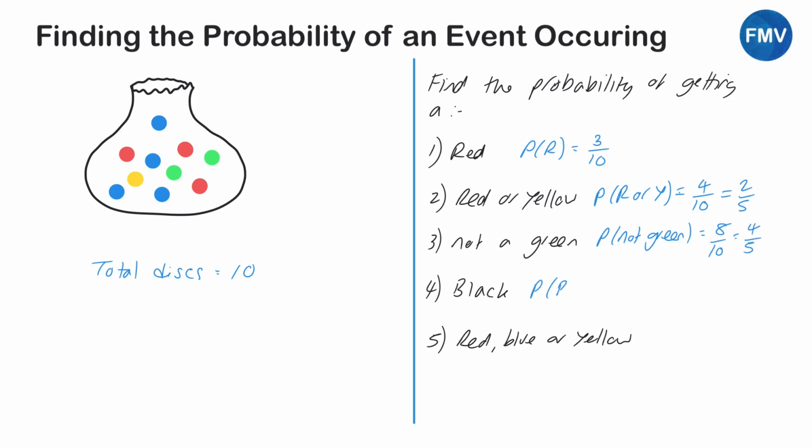What is the chance of getting a black? Well, if you look carefully, there are no blacks. So there is no chance of getting a black. I'm not going to write 0 over 10 because that just still is 0.